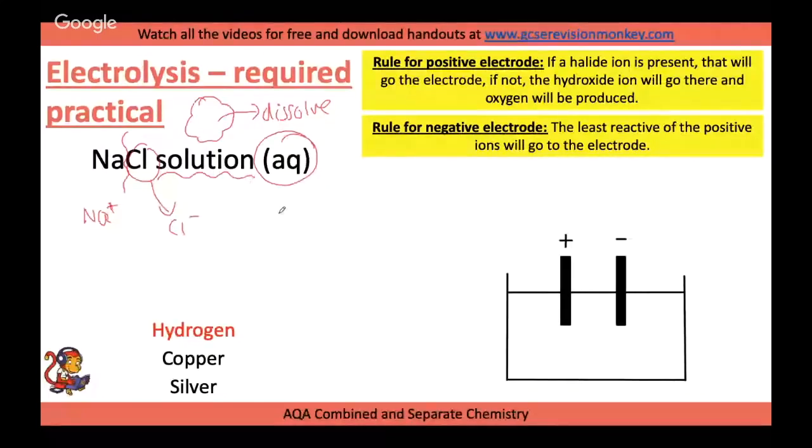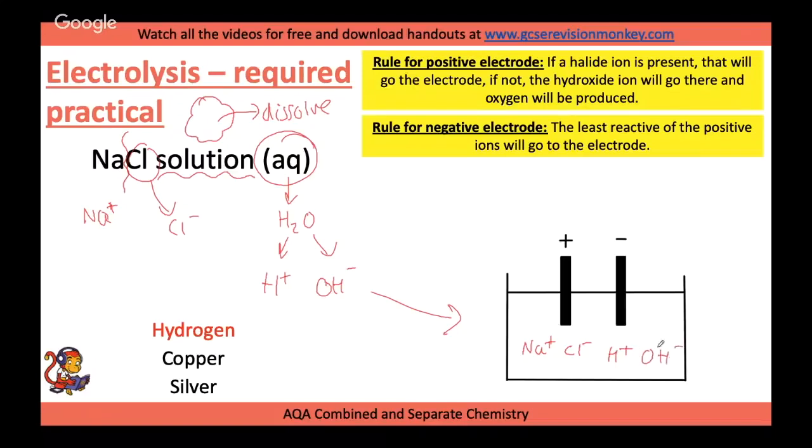Because you've dissolved it in water, the water actually splits up into H plus and OH minus ions. So if we move to the chamber over here, in this chamber we have sodium ions, chloride ions, hydrogen ions, and hydroxide ions. So it's made difficult now because there's two things that are positive and two things that are negative. This is where we look to these very difficult rules at the top.